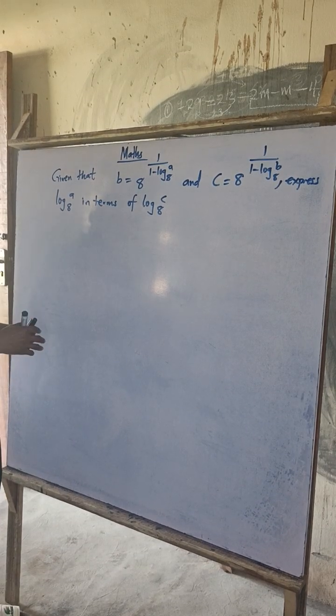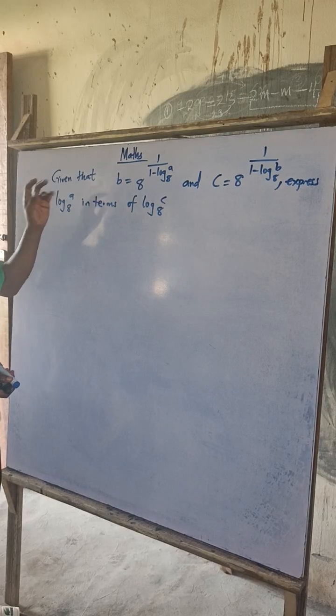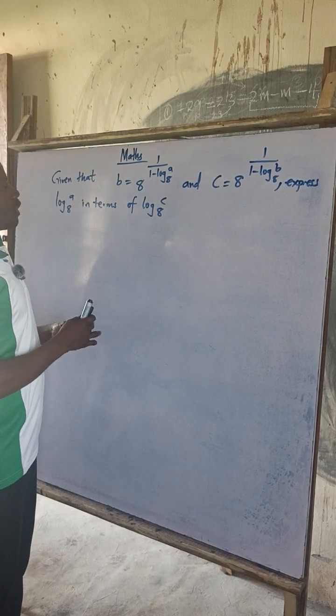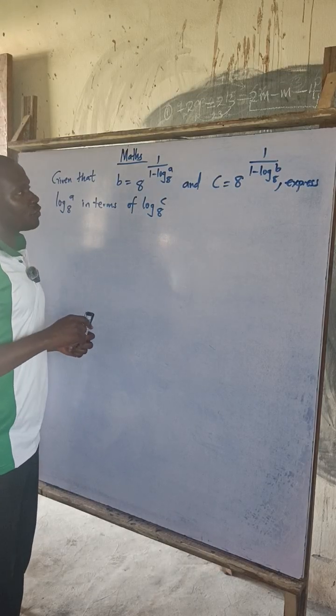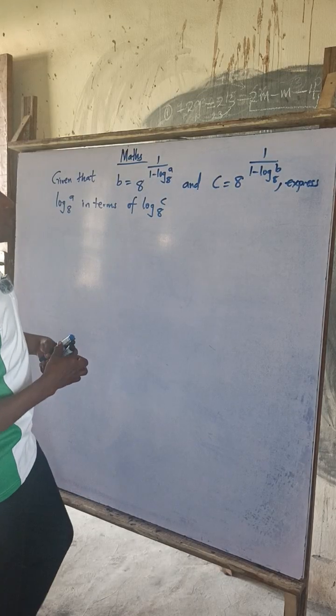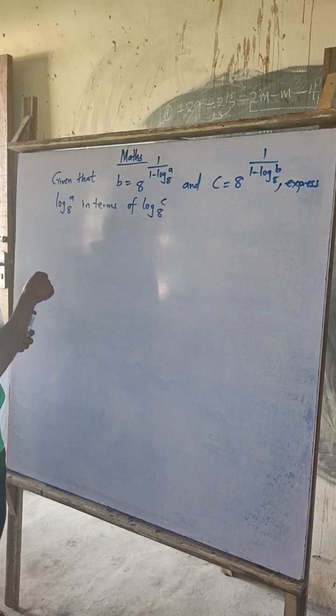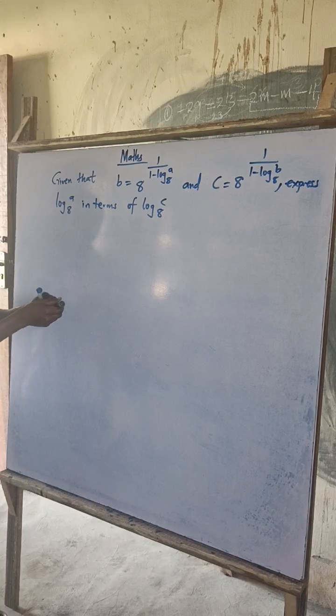So we are to solve this question. Given that b equals 8 raised to the power of 1 over 1 minus log a to base 8, and c equals 8 raised to the power 1 over 1 minus log b to base 8, express log a to base 8 in terms of log c to base 8.